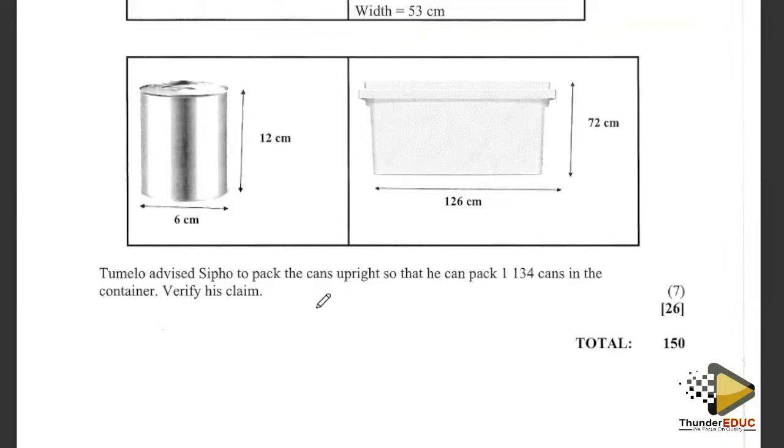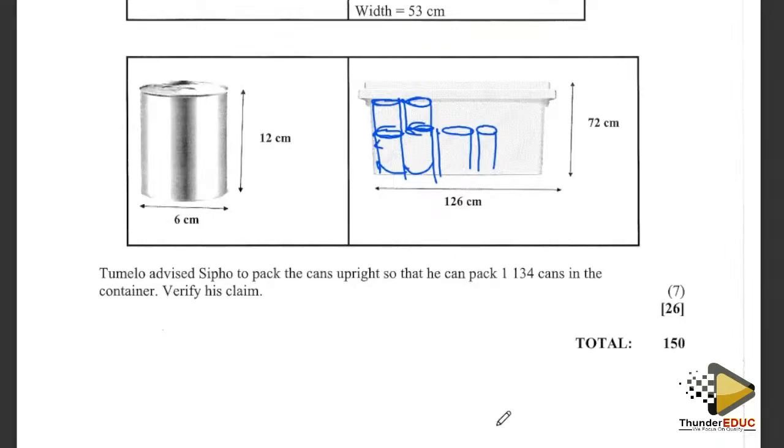Verify his claim. So first and foremost, you're going to look for how many will fit on the long side. Because if it's to be packed upright, it's going to be one can, the other can. Then also we go on top, can after can. You understand? So we want to know how many cans will there be? How many cans do we need here? This is what it means, being packed upright. The cans are going to face up like that. But we need to know how many there will be.